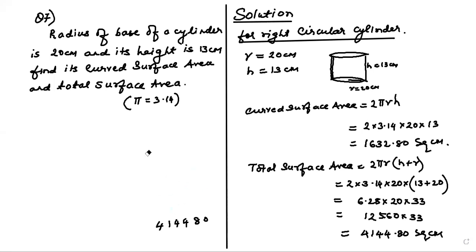Now really, this is over, children. The question is over. You have to find these two things. Find its curved surface area, I got the curved surface area. Find total surface area, I got the total surface area. Now really we can move to the next question, children. The next question is very simple. We move to the next question now. Question number 8.